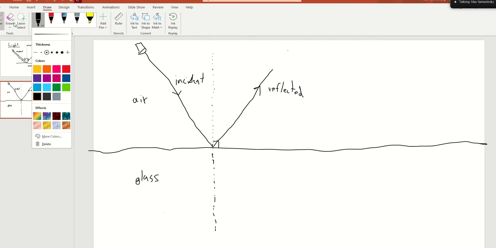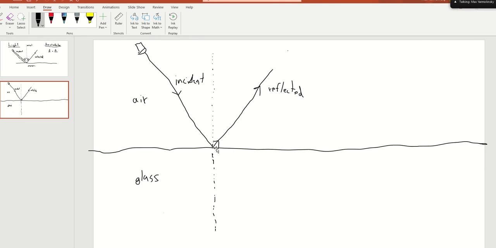Now, when the light ray hits the glass, it's going to send one reflected light ray, but there's also going to be what's called a transmitted light ray. And that light ray will go through the glass. This is the transmitted light ray. So some of the light is reflected and some of the light is transmitted.